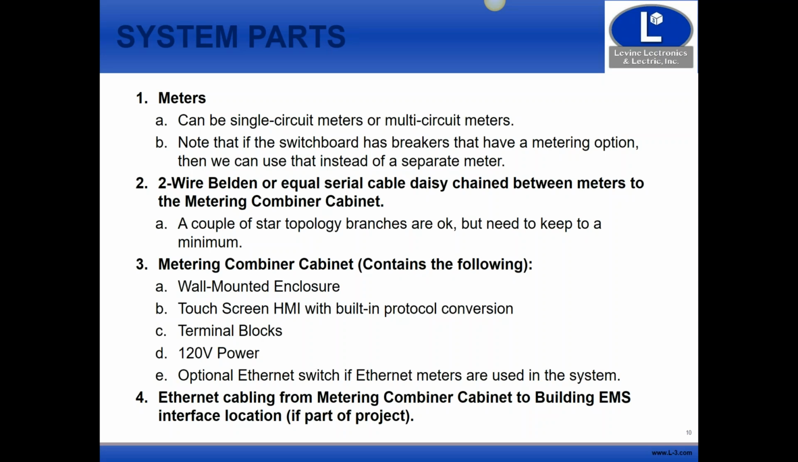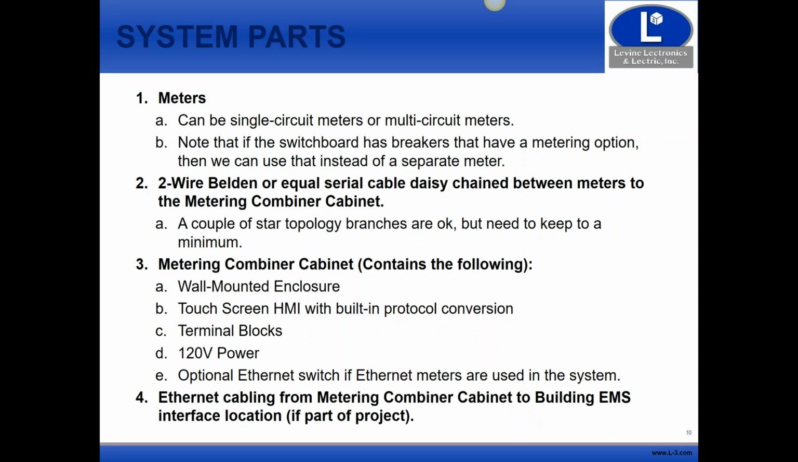The next part is the Ethernet cabling from the metering combiner cabinet to the building EMS, if that's part of the requirements of the project. Talking to the building EMS, we would need that Ethernet cable going over to wherever that tie-in location is. So from an install standpoint, there's not a lot that has to be installed. The electrical contractor can use the same chases that they're already using for the conductors that are going back to the main.